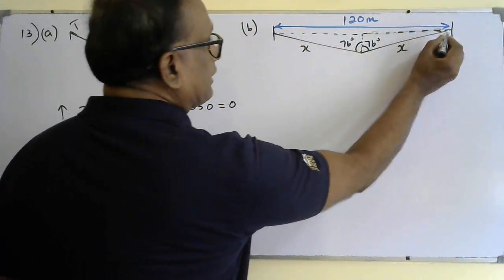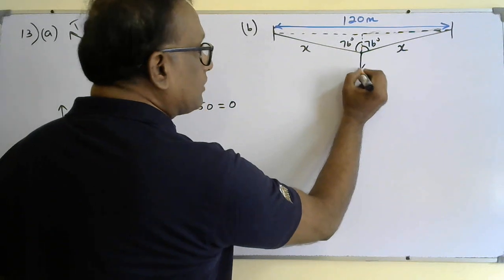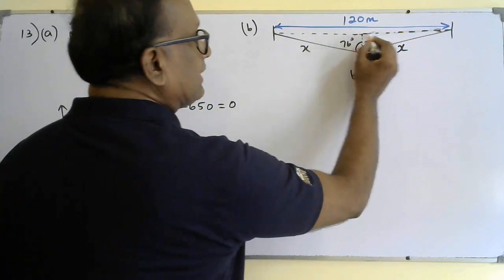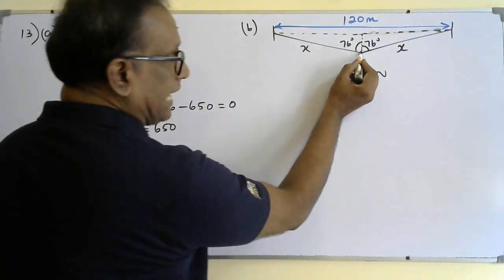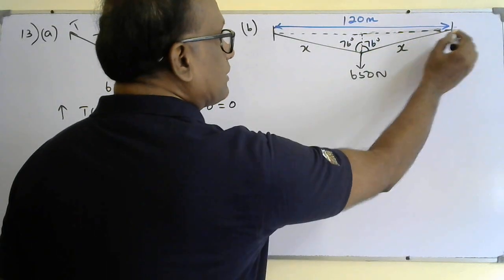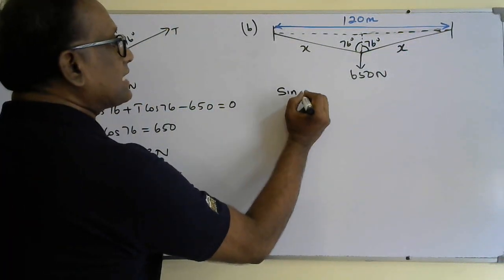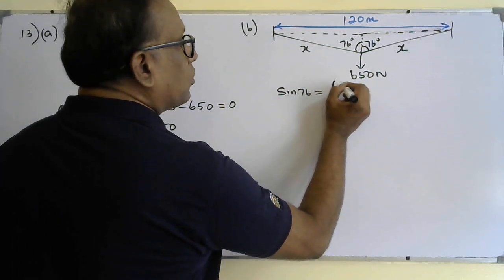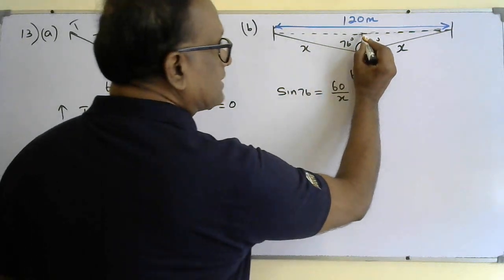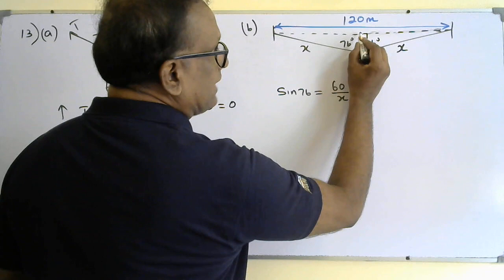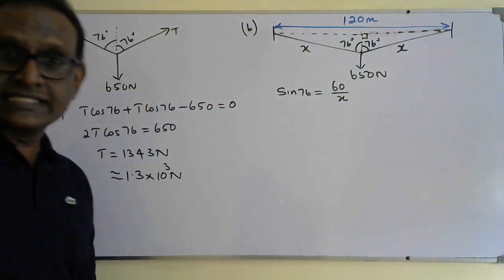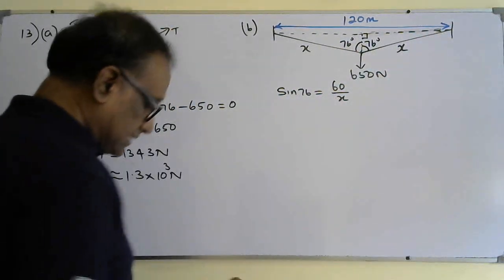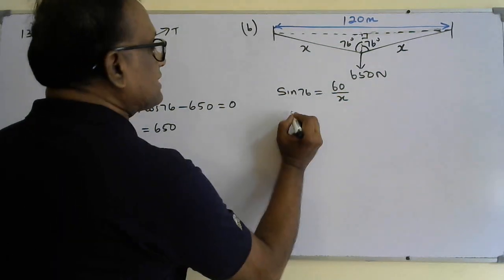The total length is 120, and the weight of 650 Newton is acting at the center, so this length is 60 meters. So I can say sine 76 equals 60 over x. In this right angle triangle, this is 90 degrees, and sine 76 is equal to opposite, that is 60, half of 120, divided by x. So from that I can find x.